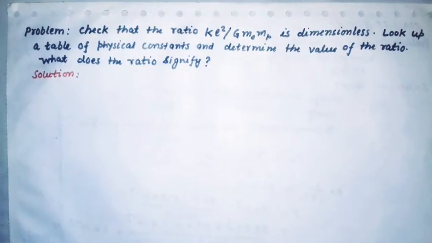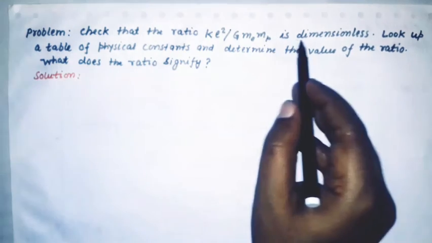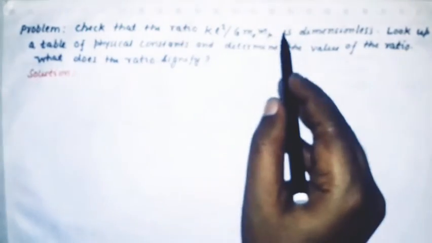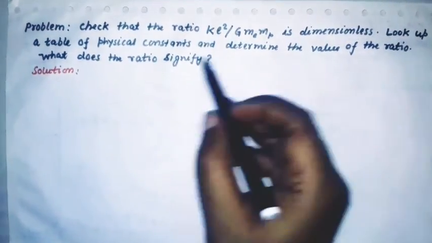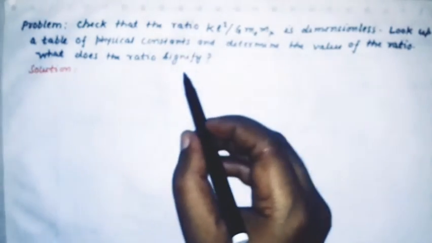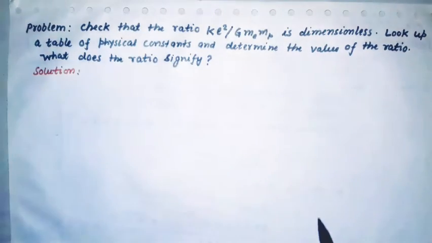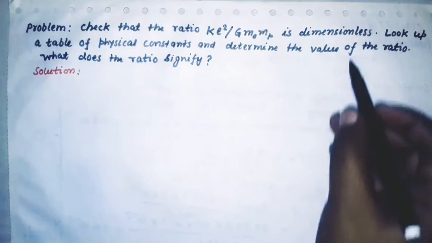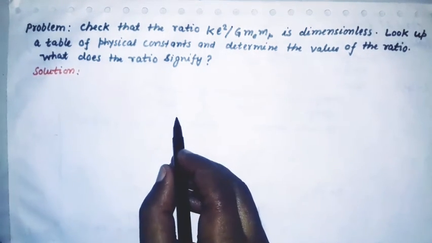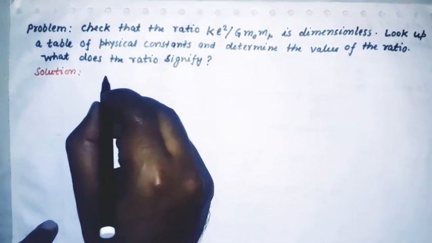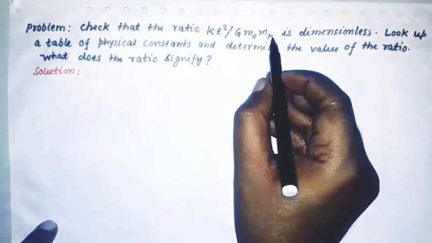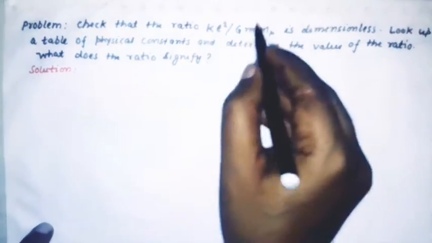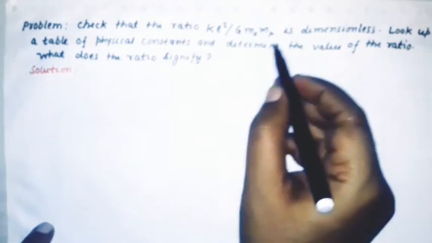Next problem: check that the ratio K e square divided by G me mp is dimensionless, where the symbols have their usual meaning as used in physics. Look up a table of physical constants and determine the value of the ratio. What does the ratio signify? So we have to prove that this quantity is dimensionless. We will go through the formula, write down the dimension of each and every physical quantity given in this relation, and then find the total dimension of this quantity.